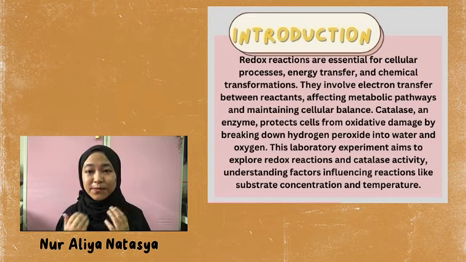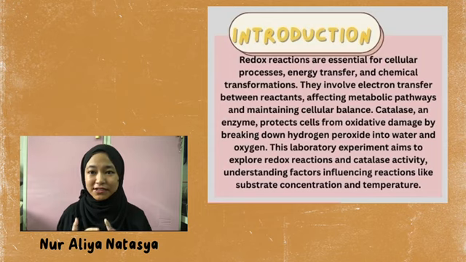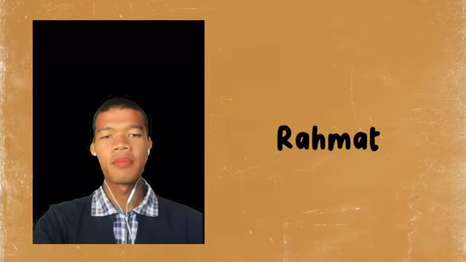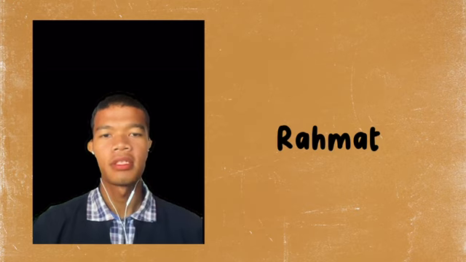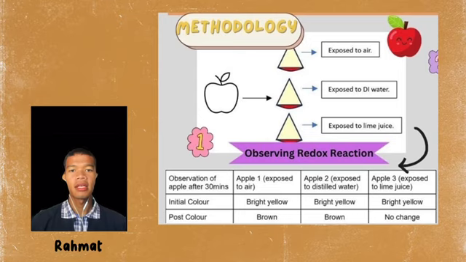This laboratory experiment aims to explore redox reaction and catalyst activity, understanding factors influencing reactions like substrate concentration and temperature. Next, I'm going to tell you the methodology. We have three parts. The first one is to observe a redox reaction. Three pieces of apple were exposed to different environments: the first to the air, the second to distilled water, and the third to lime juice. Wait for 30 minutes and the color change was observed.